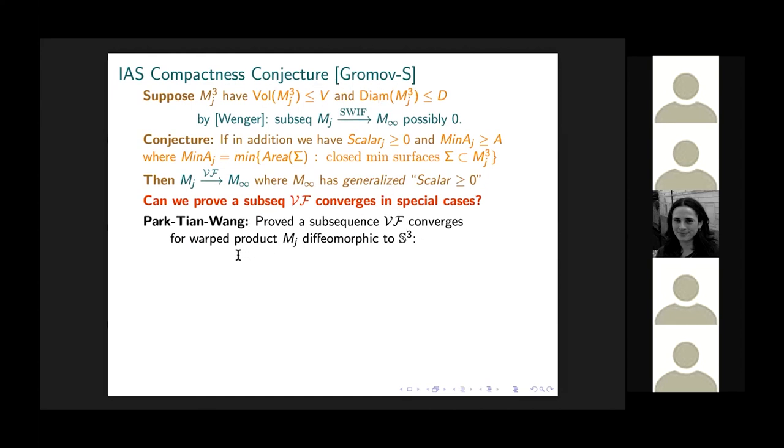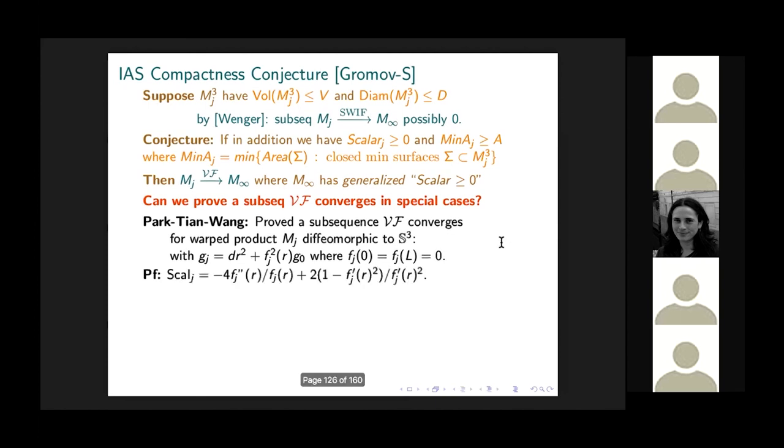They proved the subsequence VF converges for warped products that are diffeomorphic to S^3. So this is actually the only case that's been done yet. They say g_j is dr^2 + f_j^2(r) g_0, where f_j(0) = 0 and f_j(L) = 0. So it's diffeomorphic to S^3 and it's warping in different ways. Okay, so different shapes, diffeomorphic to S^3. They assume it's like this, and they take a sequence like this. They assume the volume and the diameter, the scalar, and the min A conditions. Okay. The scalar condition is actually a nice ODE now.